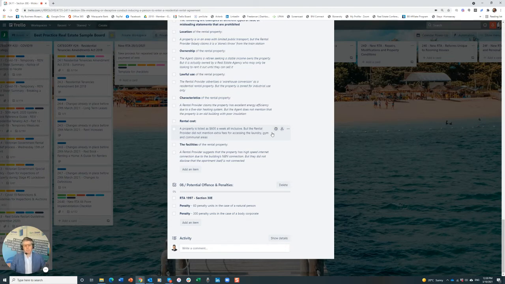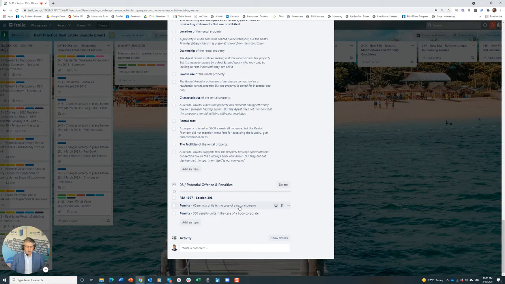These are the things that need to be incorporated into the ad, and most certainly into the special conditions of the rental agreement, and if not, then you're in a spot of bother. And with regards to the features or the facilities of the property, you wouldn't say it has a high-speed internet connection if it actually hasn't got it linked back through to that particular apartment. So Section 30E, the biggest issue here is the potential penalties.